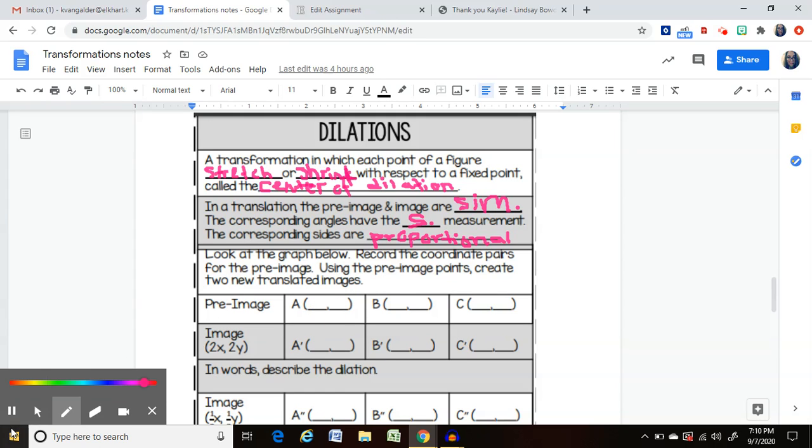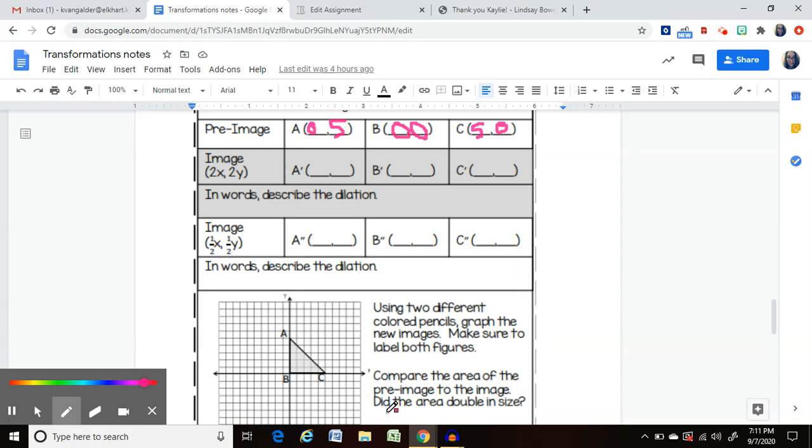So I'm going to write my pre-image coordinates below. I have my coordinates here. It's already laid out for you. What you're going to do is, for this, you're just multiplying whatever number is in front of your x or your y. So if I were to double 0, psych, that's still 0. I'm just going to go through and do it all. Whereas if I were to double 5, it's 10. Let's draw it out.